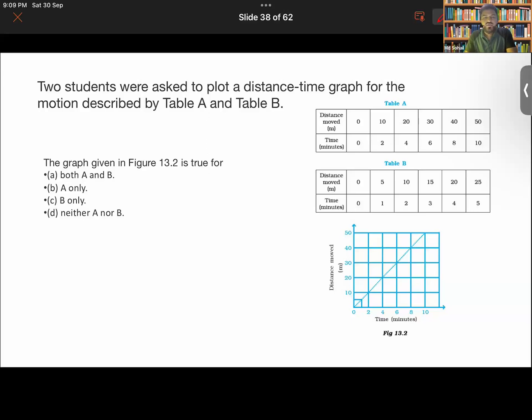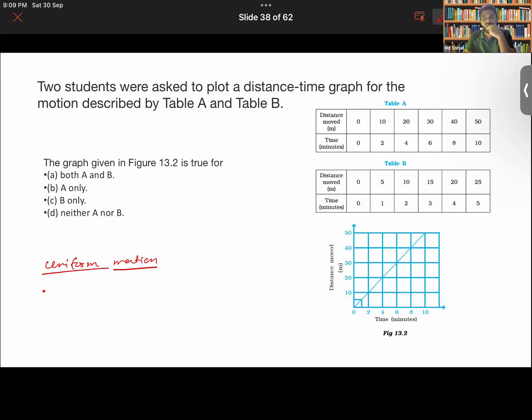So first we will try to understand the graph. In the graph, what type of motion has been represented? What do you guys think? Is it uniform, non-uniform, or the body is not moving? So it's a uniform motion. Now, if you know that it's uniform motion, you need to recall what the characteristics of a uniform motion are. The table B is the correct answer.